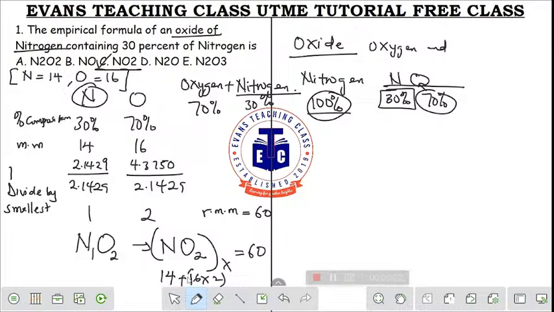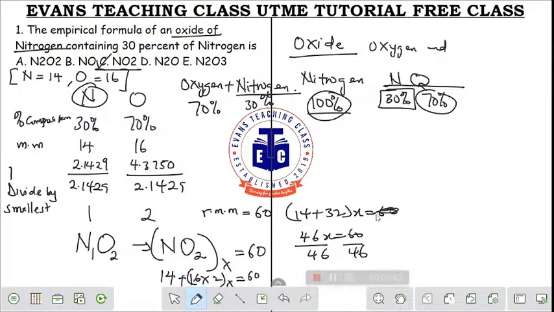I think you get what I'm saying now. X is equal to 60. I'm just using this as an example. So 14 plus 32 into X is equal to 60. So 14 plus 32, that's around 46. So you just divide both sides by 46, by 46. So whatever you get.